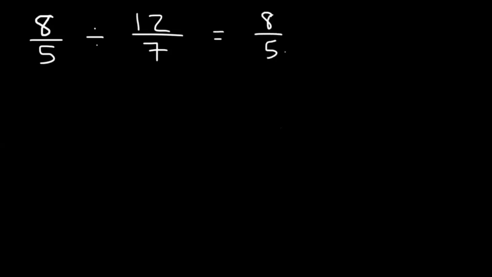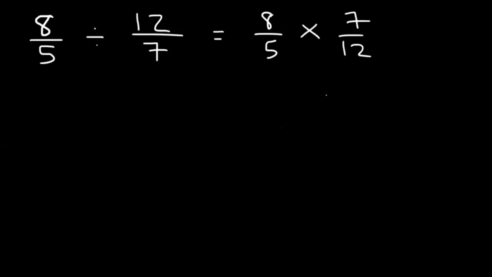In this lesson, we're going to focus on dividing two fractions. Let's use 8 over 5 as an example, and let's divide it by 12 over 7. Now, perhaps you have heard of the expression keep, change, flip. It's useful when dividing fractions. Keep the first fraction the same, change division to multiplication, and flip the second fraction. And now you can do it.